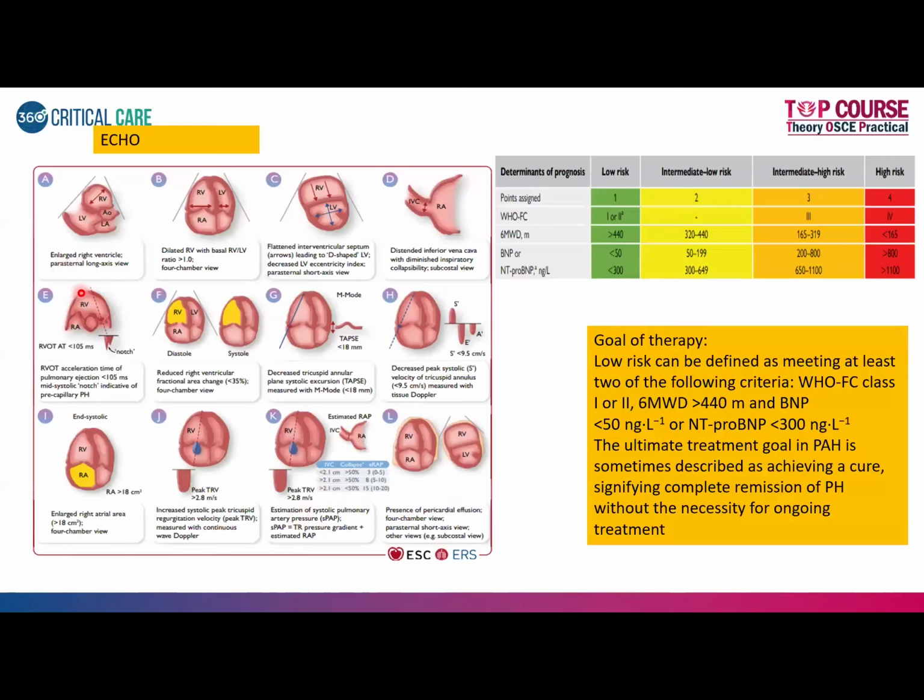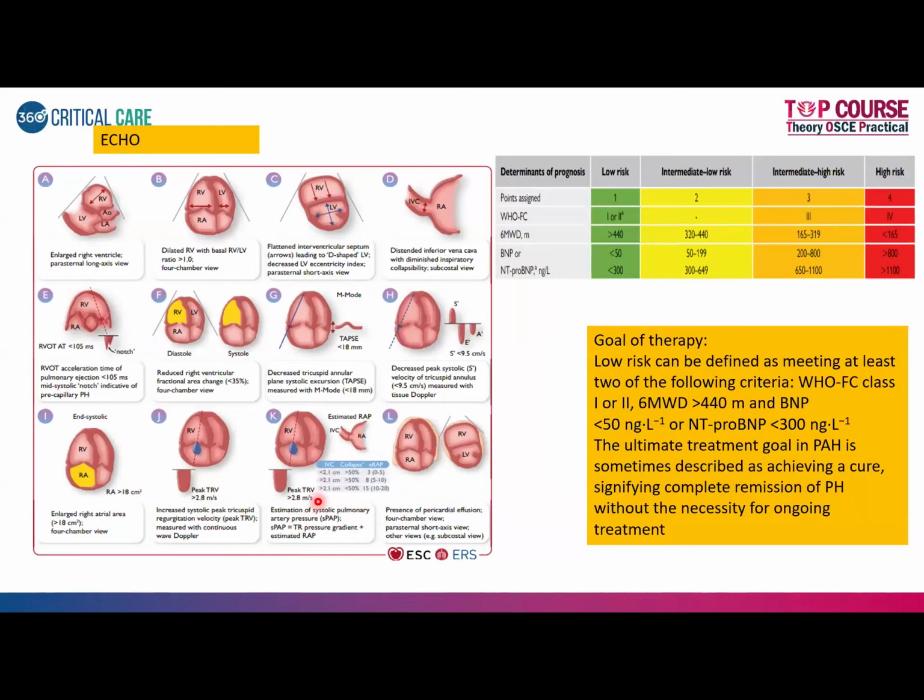So echo findings, very much like the previous findings, there is an enlarged right ventricle, RV by LV ratio of more than 1, flattened septum, distended inferior vena cava. Then the right ventricular fractional area change of less than 35%, TAPSE of less than 18, peak systolic velocity of the tricuspid annulus of less than 9.5, enlarged right atrial area of more than 18 centimeters square, the peak TRV of more than 2.8 meter per second, and presence of pericardial effusion can also be found.